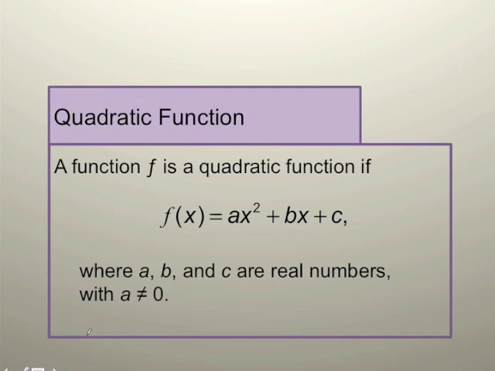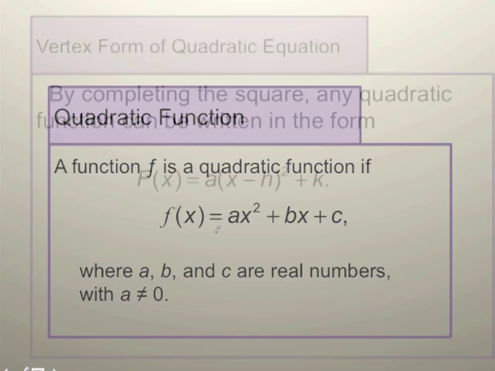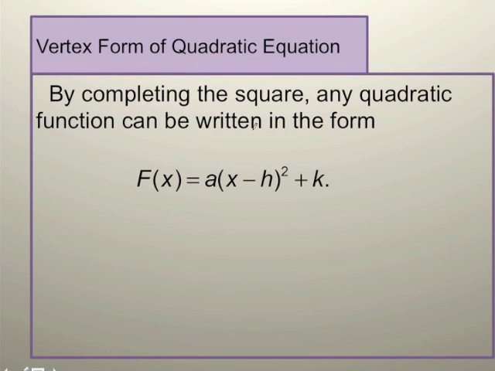Today we're looking at quadratic functions. A function f is a quadratic function if f of x equals ax squared plus bx plus c, where a, b, and c are real numbers, and a does not equal 0, so we do have an x squared term. This will be the graph of a parabola. By completing the square, any quadratic function can be written in the form a times the quantity x minus h, squared, plus k.